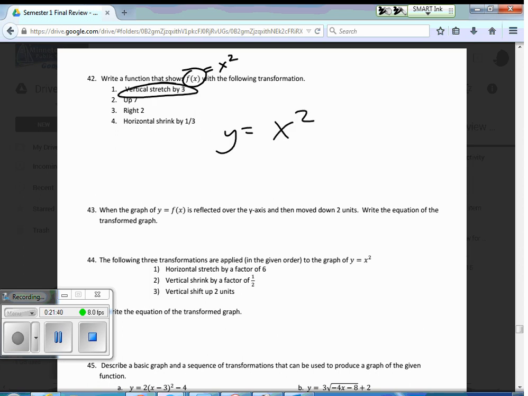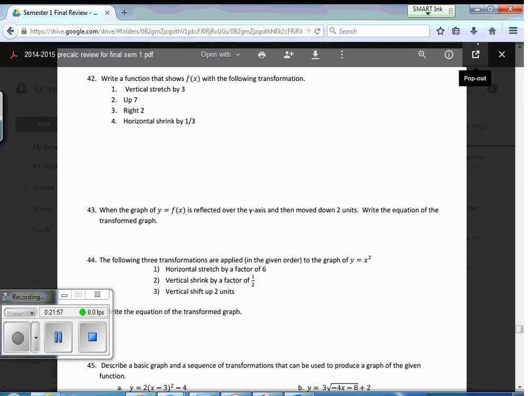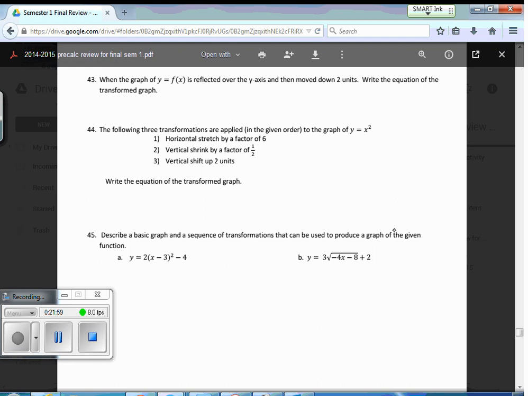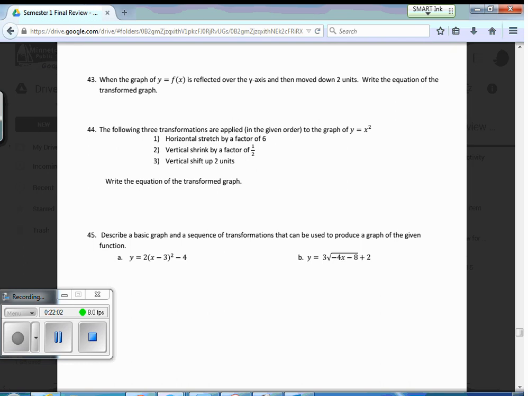How do I make a vertical stretch factor 3? I put a 3 there. How do I go right 2, for instance? I put a parenthesis around this and go -2. Now it's right 2, etc. So we should have told you a parent function to use on problem 42. All right. Got to write a note on that for myself here.